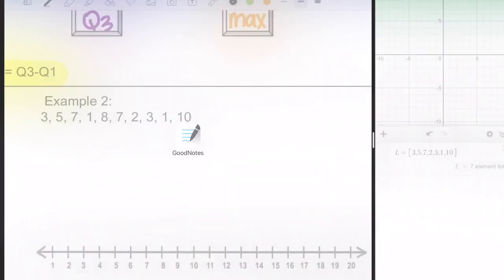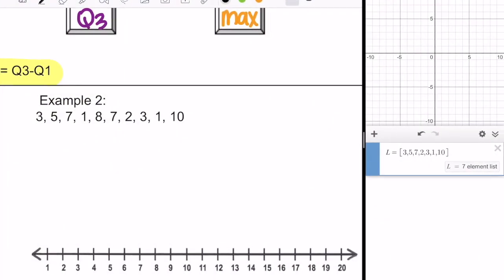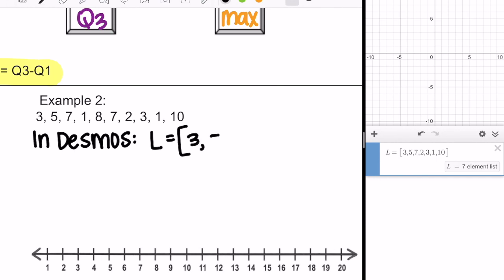Okay, so to put this into Desmos, there is some specific notation you have to use. You have to type an L equals. Then you have to use square brackets. Okay, so we put this list, you can put it exactly as you see it. You do not have to put them in order when you're using Desmos. Desmos can calculate them in order for you.